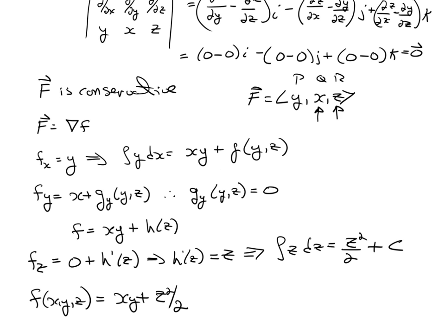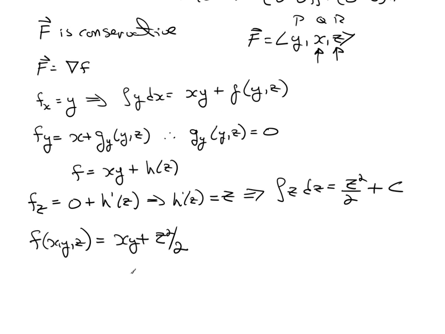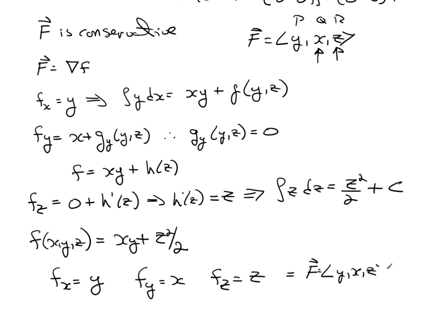As a really quick check, let's make sure we didn't mess this up. Let's find the partial of f with respect to x. That's going to be y. The partial of f with respect to y is going to be x. And the partial of f with respect to z is just going to be z, which is equal to this function F, which was ⟨y, x, z⟩. So we confirmed that F is in fact conservative, and then we went out and found the potential function such that F is equal to the gradient of little f.